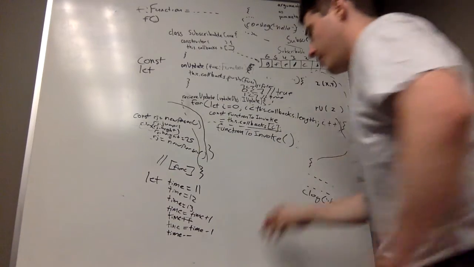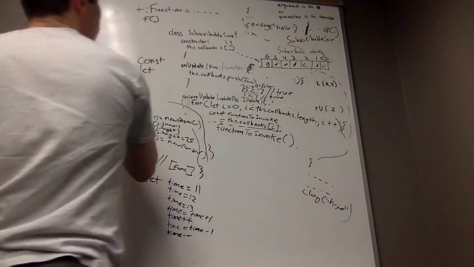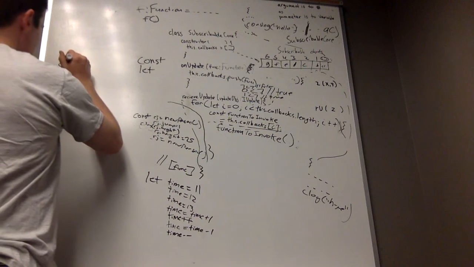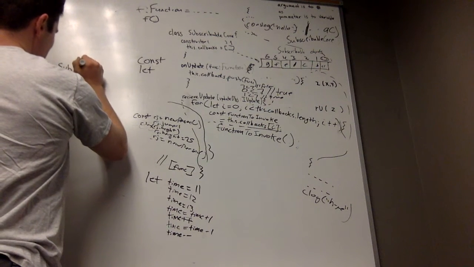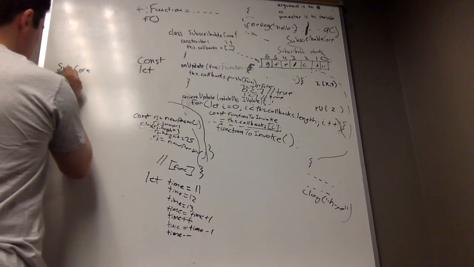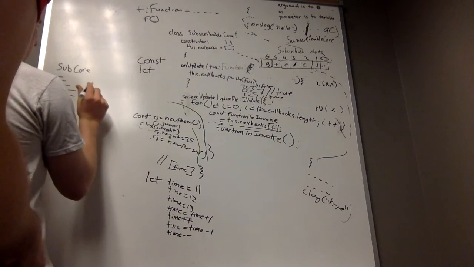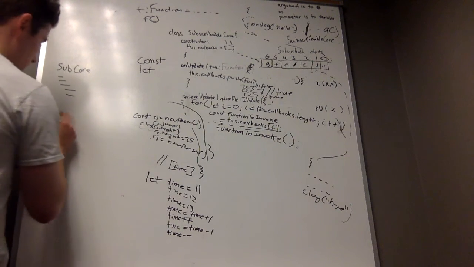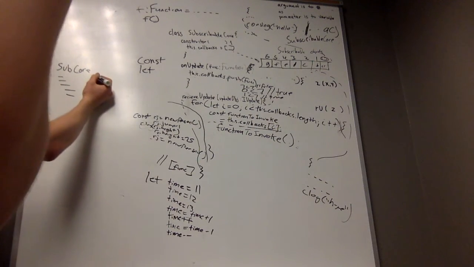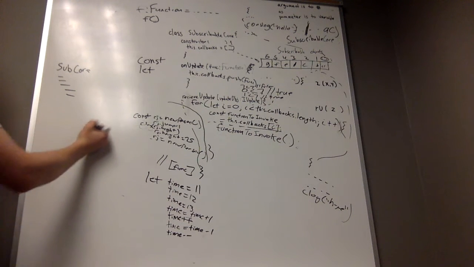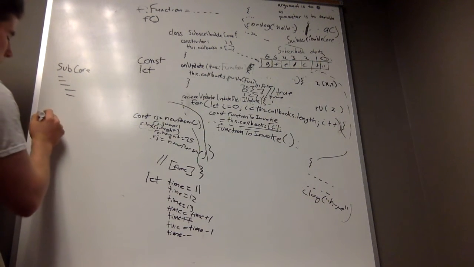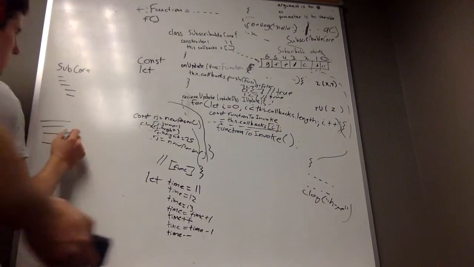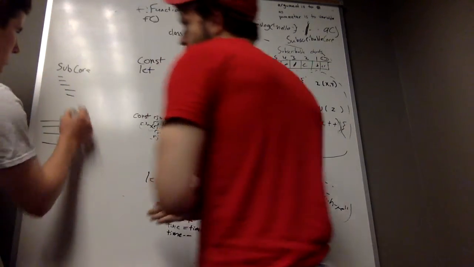So say you have subscribable core, you have all these things that it has to do, and you can basically take other classes that subscribe to this. From my understanding, there's things that you basically just hook into this.